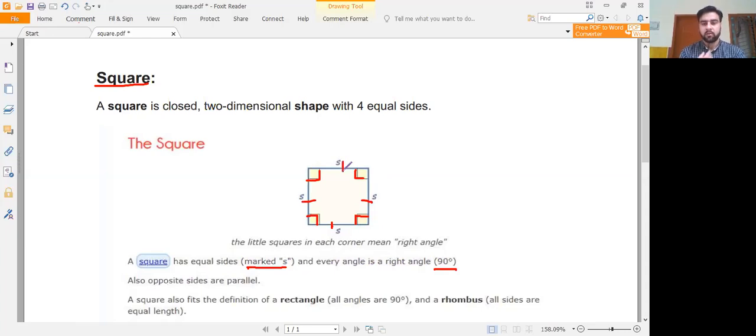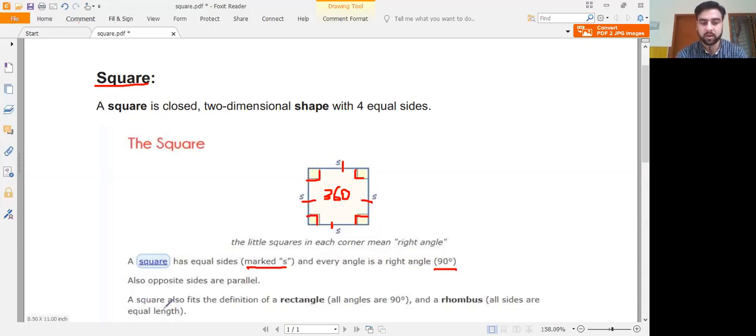Okay, one more question: is the sum of interior angles of a square equal to 360? This is an important question for MCQs. The sum of all interior angles of a square is equal to 360. Adding these four angles, 90 plus 90 plus 90 plus 90, we get 360.